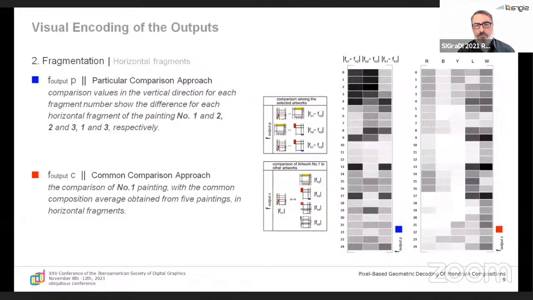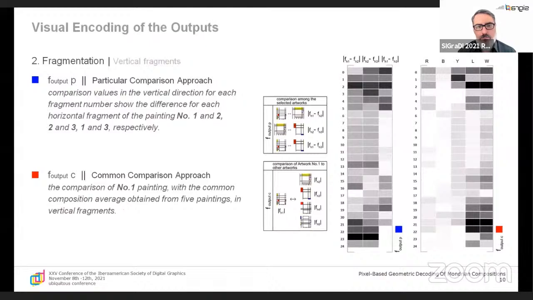According to the visual encoding, it seems that the difference between painting number 1 and 2 and painting number 2 and 3 is quite high in the first 5 fragments. Besides the light colors in fragments 10, 11, and 12 indicate that these fragments contain values close to each other, which means these areas in the paintings are much more similar. The figure on the right is a visual paired with the fragmentation method and common composition approach. This comparison is only the comparison of number one painting with the common composition average obtained from five paintings in horizontal fragments. One of the striking points is the abundance of places that are very close to white. That's completely suitable for the composition.